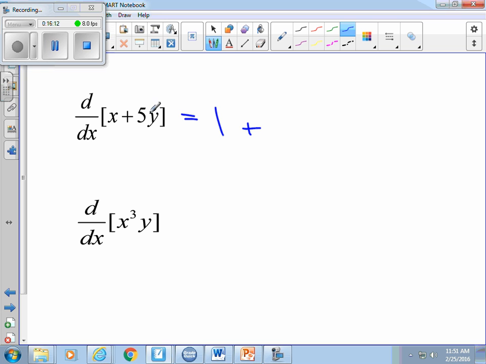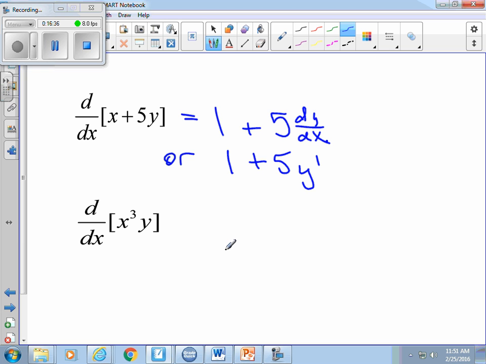What about 5 times y? What's the derivative? 5 times whatever the derivative of y is. So 2 ways you can write that. You can write 5 dy dx, or you can write 5y prime. Those mean the same thing.